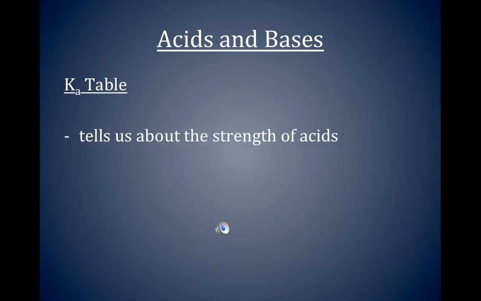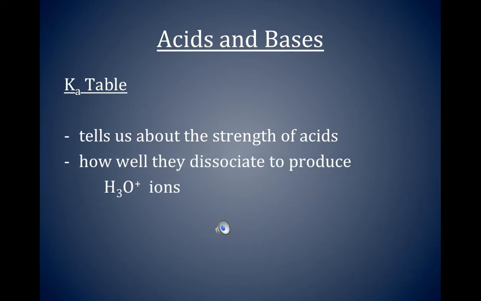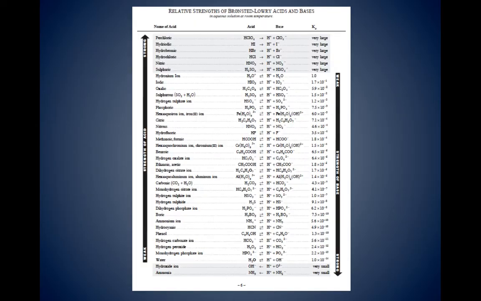Coming down the left, it tells us about the strength of acids. It tells us how well they dissociate to produce H3O+ ions. So here is our Ka chart. And these six are at the same strength. This is very large; essentially, they're close to infinity. Because you'll see arrows, it means the reaction goes to completion.